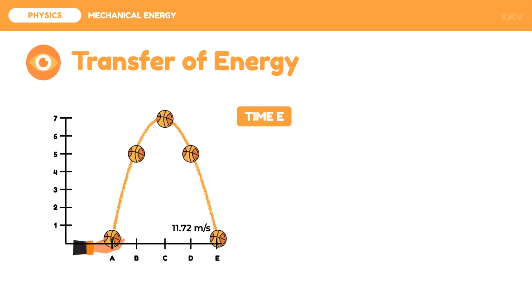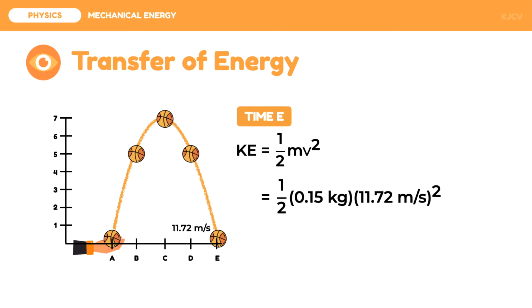Lastly, at time E, no potential energy is present at the ball, but its kinetic energy is at its highest. If the ball has a velocity of 11.72 meters per second, its kinetic energy is 10.30 joules.